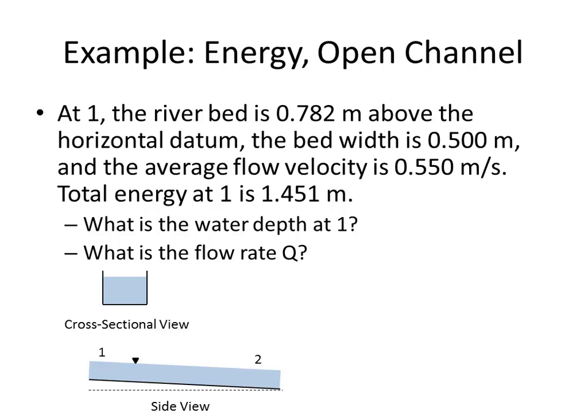Okay, so remember that total energy is the depth, the velocity head, and the elevation above the datum. And for our energy, E1 is 1.451 meters, and the elevation at 1 is known to be 0.782 meters. Then we're trying to find Y1, the depth of flow at location 1. So it'll be the energy at 1 minus the velocity head minus the elevation above the datum.